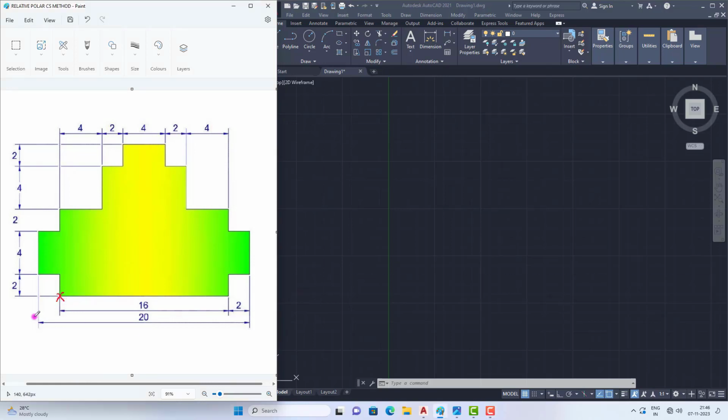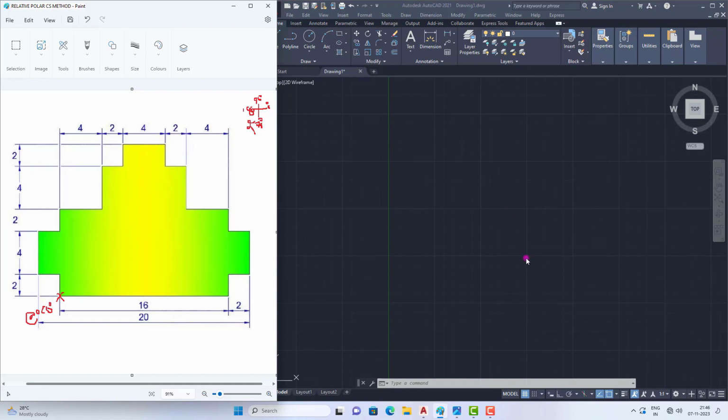So it is the value @distance<0 degree. So this is the angle. You need to remember these angles. This is 0 degree, this is 90 degree, this is 180 degree, and this is 270 degree. You need to remember all these angles while drawing in the relative polar coordinate system.